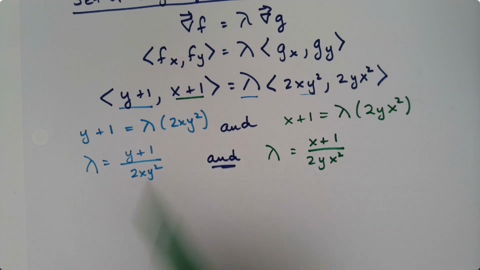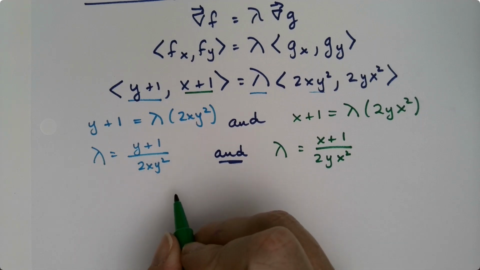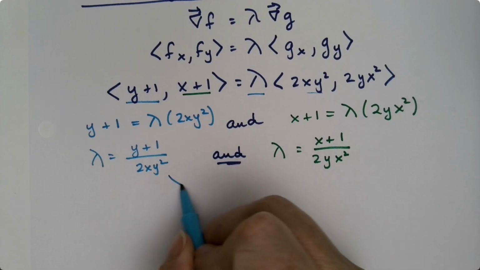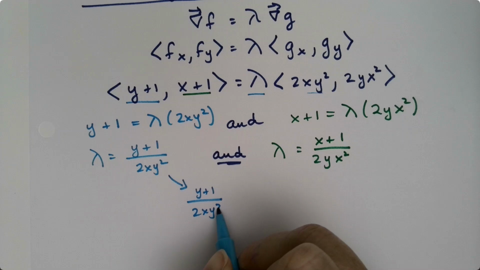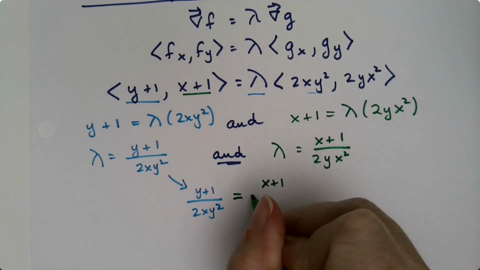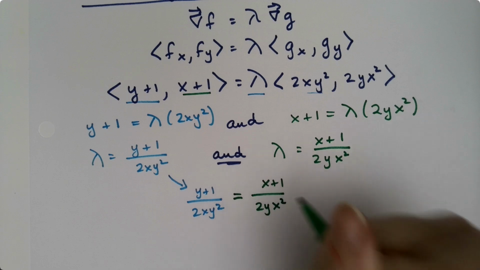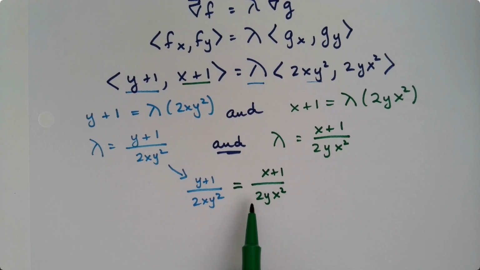Now, since these two things have to be equal to each other because they're both equal to lambda, that means that putting it together, y plus 1 over 2xy squared must be equal to x plus 1 over 2yx squared. And we can solve this for x and y. I'm just going to use Maple to solve it. We can do algebra. It's not actually that tricky. Here, I'll do the algebra real quick.